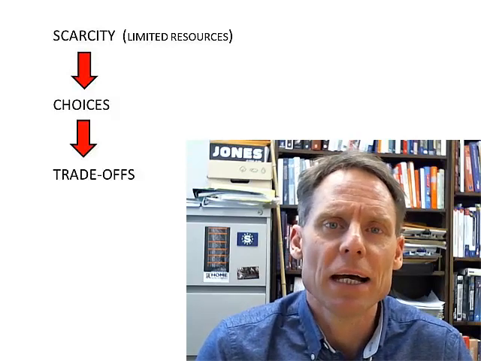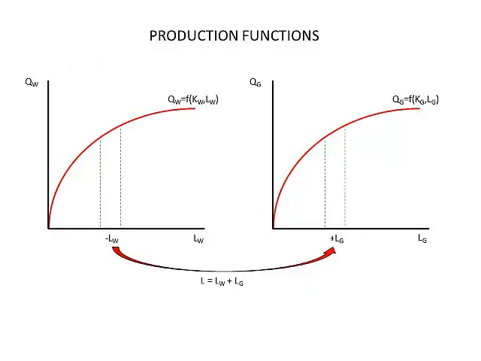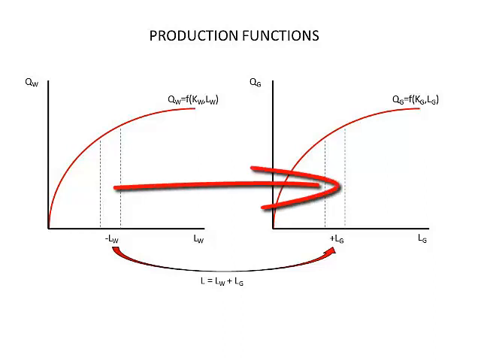Now, suppose we have two factors of production, capital and labor. Suppose capital is fixed while labor is variable. This means that machines are specific to each industry, while workers can move from one industry to another industry. As a worker leaves the widget industry for the gadget industry, the economy can produce more gadgets but fewer widgets.